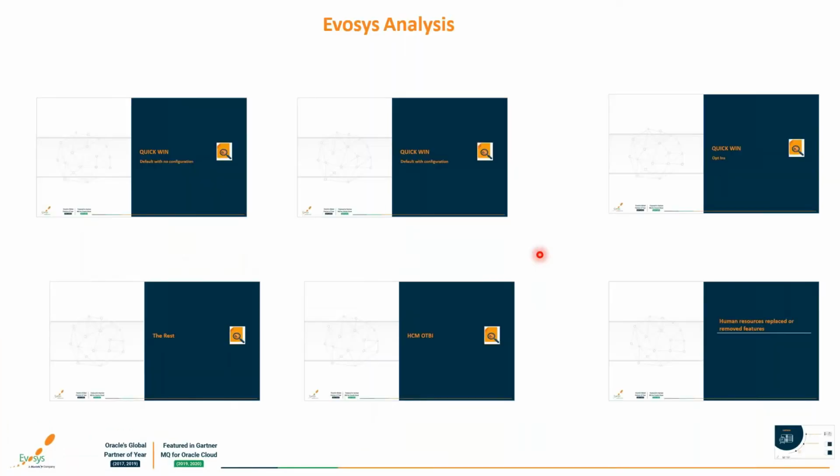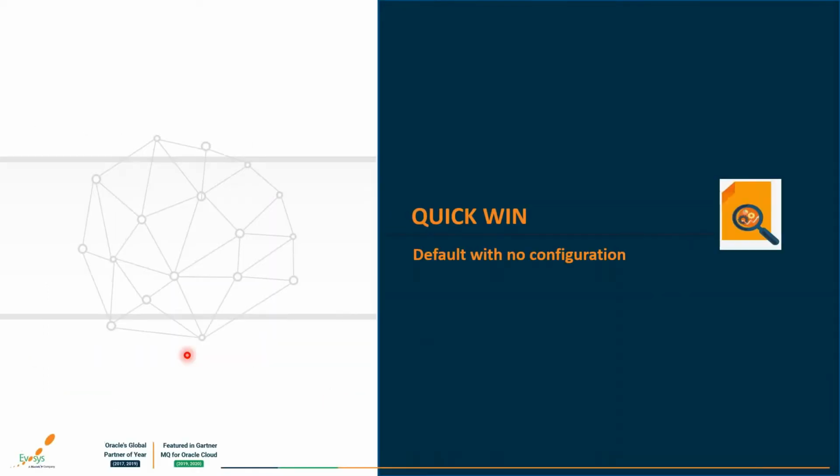Now these are the features. This is the flow where we'll go. First we'll go with quick wins, where this is default with no configurations. And then we'll move ahead with quick wins, default with configuration, and quick wins opt-ins. And if time remains, we will go ahead with rest and other features. So to begin with quick wins, default with no configuration.